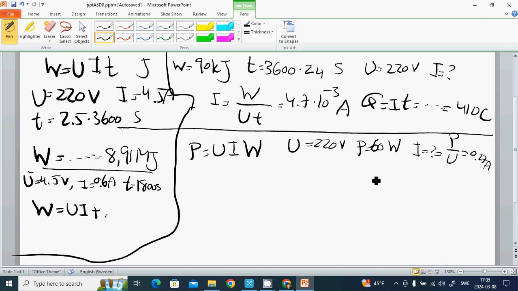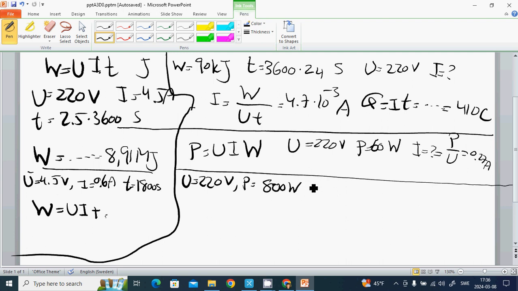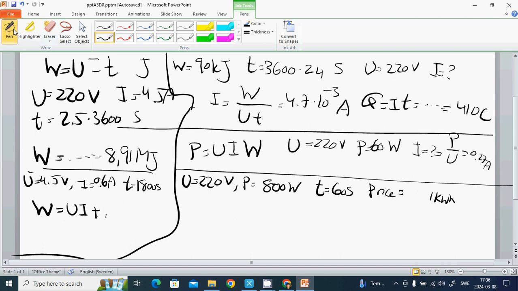Another example is a toaster. It has a sign U 220 volt and P equals 800 watt and T equals 60 second to toast two sliced bread. What is the price, if the price for 1 kilowatt hour is 22 cents?